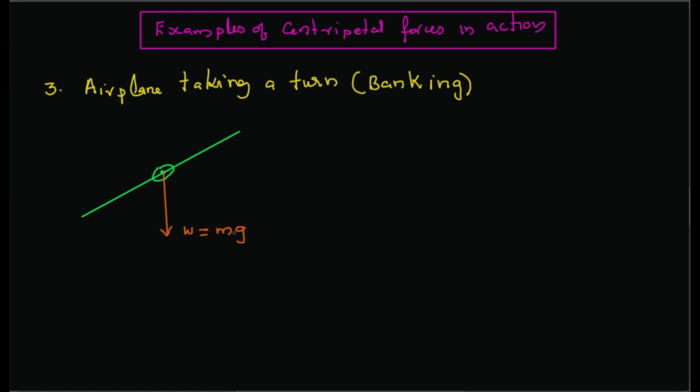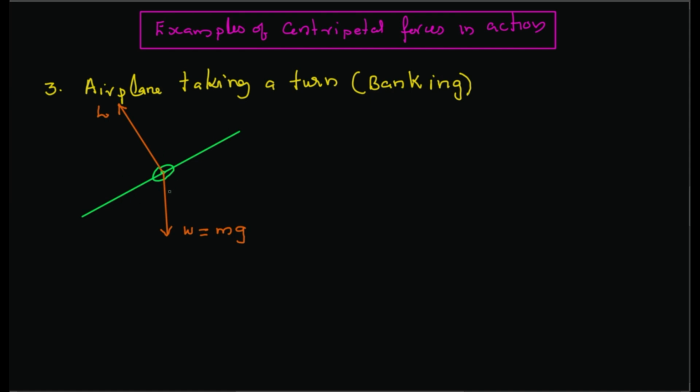And the second force that acts on the airplane is the lift provided by the wings. The lift acts normal to the wing, so I can mark it here. That should be perpendicular to the wings. I'll mark it as L, which stands for the lift of the airplane provided by the wings, because the wings are tilted a little bit to provide the centripetal force.